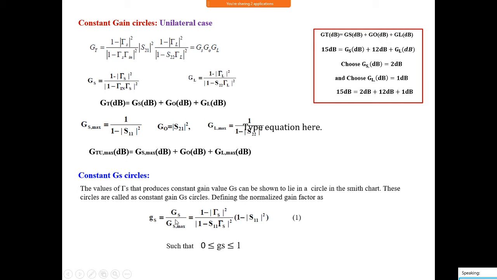What is the right side here? This is equal to the required value divided by this maximum value. This we know. GS, because we know it should be 2 dB for this problem, divided by this. And here S11 is constant. Only this 2S is variable. So to satisfy the right hand side and left hand side, we should choose a proper value of 2S. That means 2S means ZS.